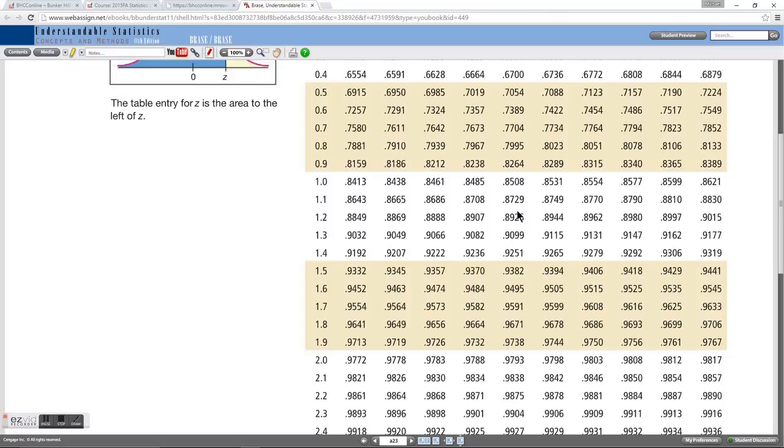I may not find that number exactly, but I'm going to do the best I can do with the table that's given to me. So I can see here that the areas are increasing as I read left to right and as I go down the page. And that's because the Z values are increasing, getting further and further to the right, making the area to the left larger and larger as well. As I'm searching through the rows, and I get closer and closer to 0.9, what I'll notice is that the closest value to 0.9 that I can see is this value right here, 0.8997.